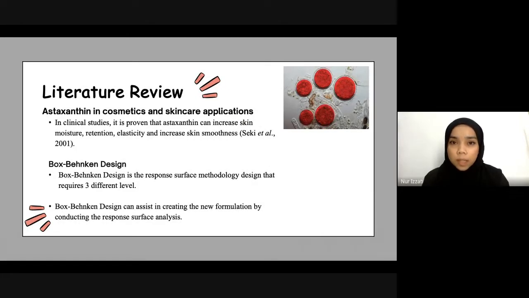Astaxanthin is a reddish pigment that belongs to a chemical group called carotenoid. Based on the journal by Seki et al. 2001, in clinical studies, it is proven that astaxanthin can increase skin moisture retention, elasticity, and smoothness. Box-Behnken design was used in this study. Box-Behnken design is a response surface methodology design that requires three different levels, which are -1, 0, and +1. It can assist in creating the new formulation by conducting response surface analysis.